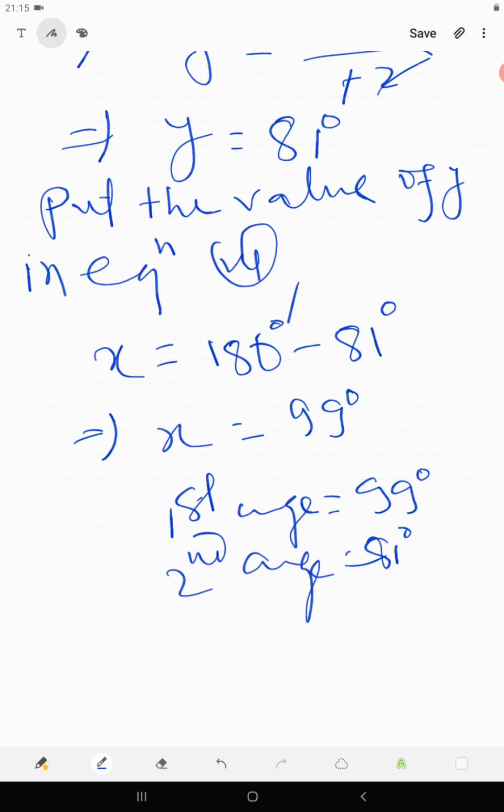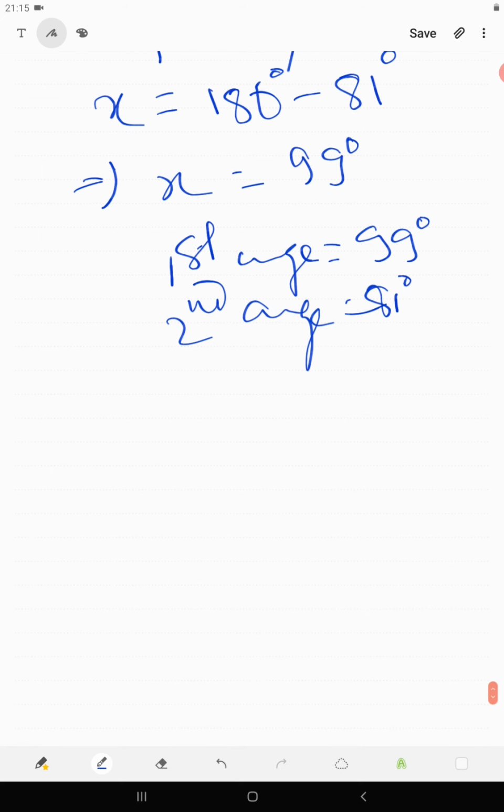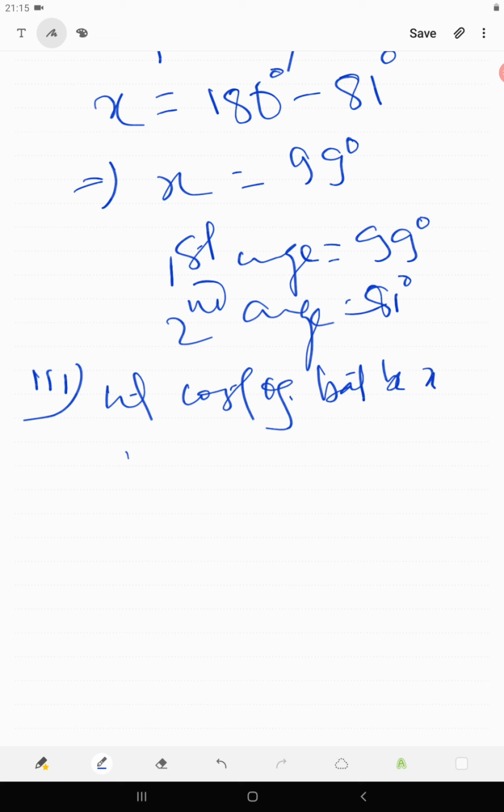Now the third problem. The coach of a cricket team buys 7 bats and 6 balls for rupees 3800. We don't know the cost, so the variable is cost. Let the cost of a bat be x and the cost of a ball be y. Bat means one bat, and one ball. Always remember that.